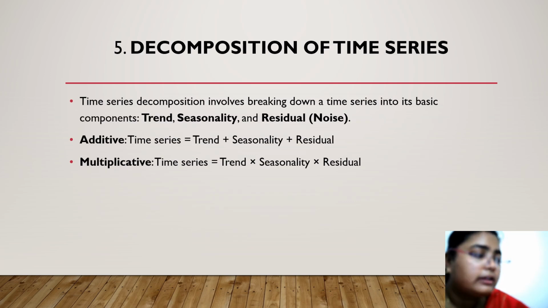So this is the last slide of the time series components, that is, the decomposition of time series. Time series decomposition means breaking the time series into different basic components like trend, seasonality, residual or noise. Additive means if we add trend, seasonality and noise or residual, then it is called additive. And multiplicative means if we multiply these three components, trend, seasonality, residual, then it is called multiplicative.